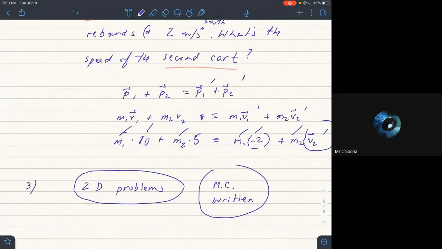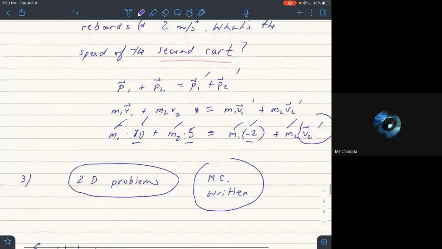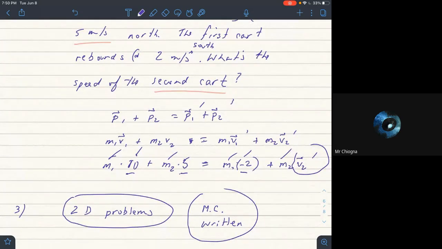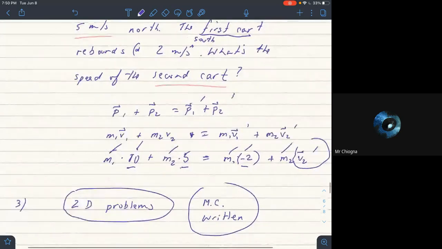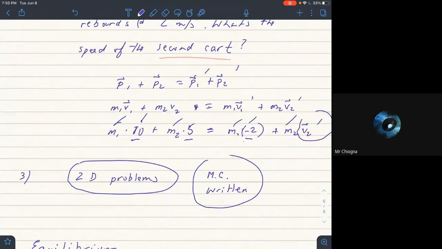The first cart's moving north at 10 meters per second. The second cart's moving north at 5 meters per second. So they're both positive values to begin with. Then they hit. The first cart rebounds at 2 meters per second. Rebounding means it heads in the opposite direction. It heads in a southerly direction, therefore we have to include a negative. And then you'll have to solve for the v2.